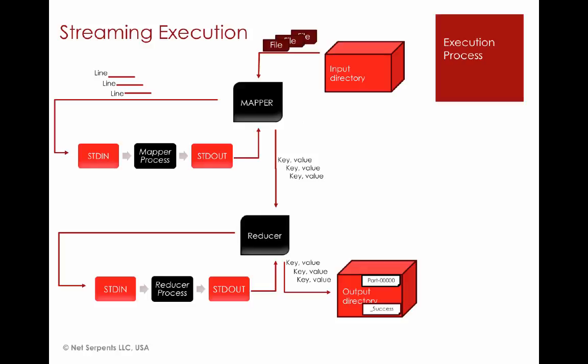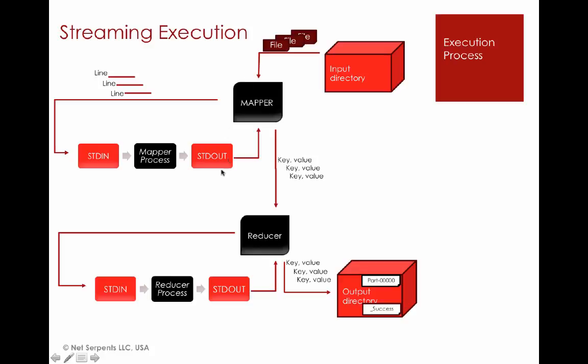So this is what the whole process looks like. If you look at it, there's an input directory right here on the top. The input directory is going to contain one or more files. Then the files are processed by the mapper line by line, and it sends those via the standard input to the mapper process. The mapper process, after doing its own processing, will essentially be running the executable that we supply.